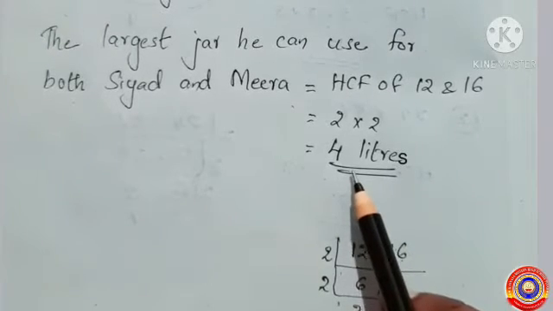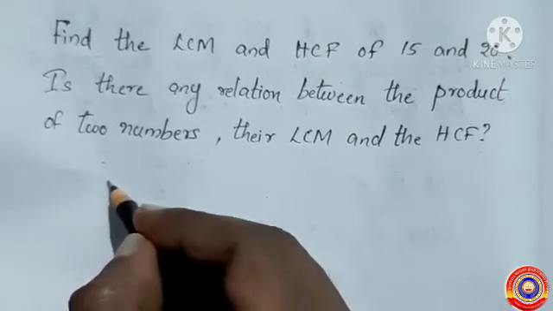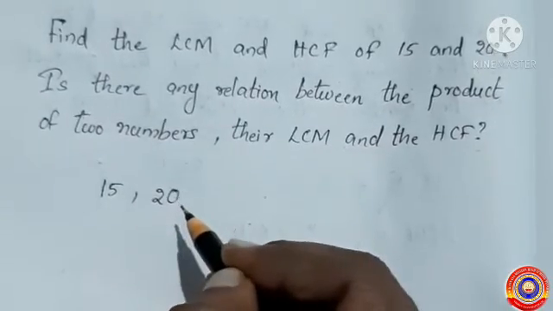Is it clear for you? Next, activity number 2. Find the LCM and HCF of 15 and 20. Is there any relation between the product of the two numbers, their LCM and the HCF? Let's find out. Find the LCM of 15 and 20 together.